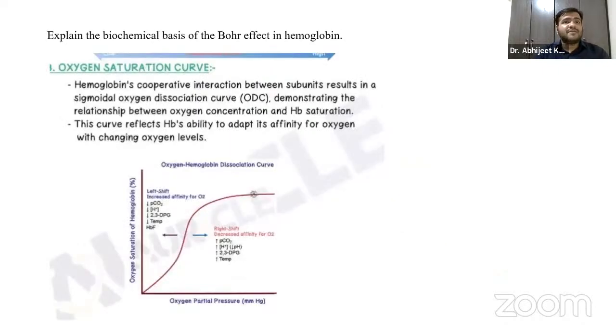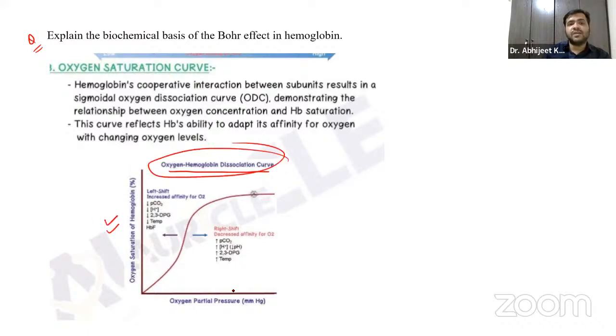Now the Bohr effect in hemoglobin, guys. I think this is something we have already discussed, right? We have a left shift, we have a right shift, that is called the oxygen-hemoglobin dissociation curve. It is plotted against the oxygen saturation of hemoglobin and the oxygen partial pressure. So in these questions, guys, you have to first draw the graph. Graph is very, very important in these cases, right? You have to draw the graph and then write about this, right?